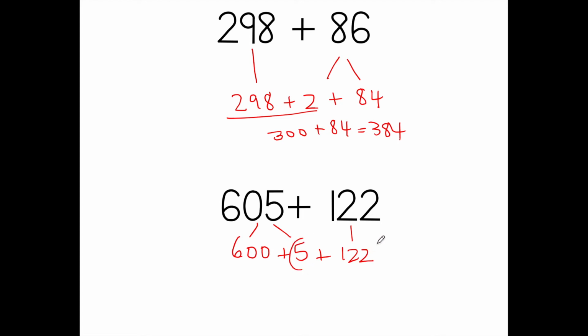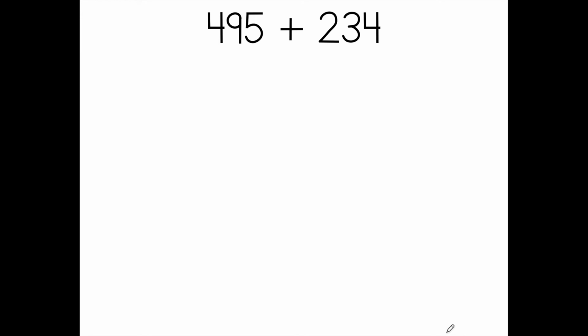Now, if you want to put it in parentheses so it looks like the associative property, that's fine. It's not necessary, but you can. So that would be 127, and now I've got, oops, not 600. I'm just going to scribble that out because y'all are adults. 727. All right, so let's keep going.